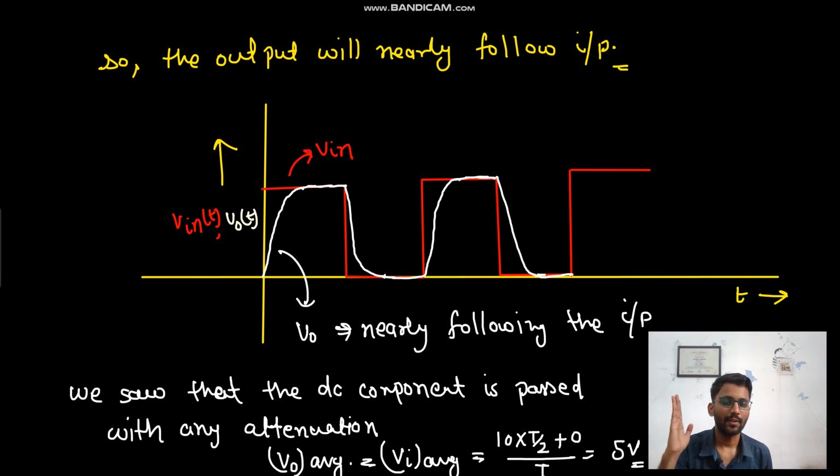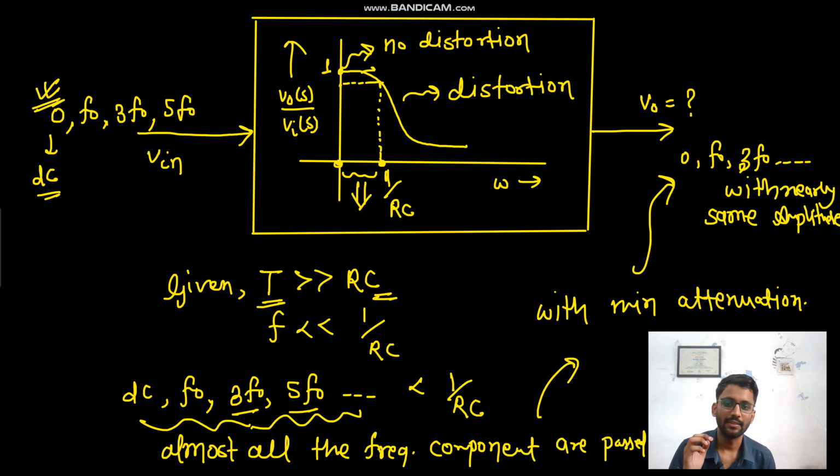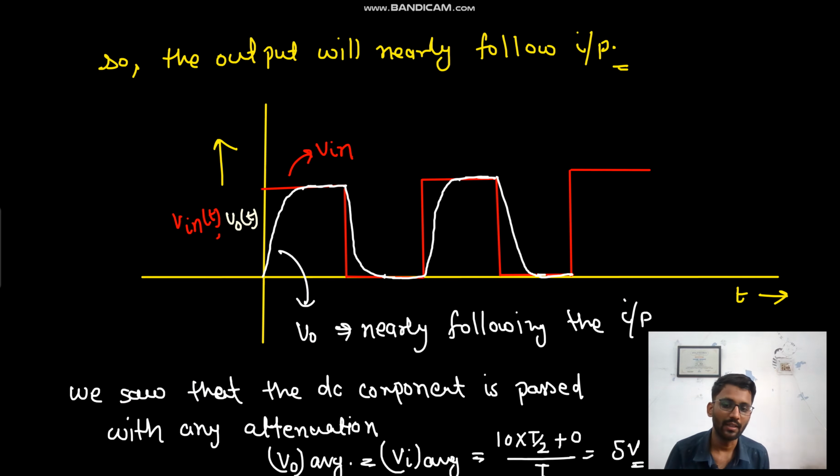You get it? The DC component is at 0 frequency. This is getting passed with 1 gain. So it is getting passed with 0 attenuation. There is no attenuation. So the DC component is passed with 0 attenuation. So the average value of output will be the average value of input.